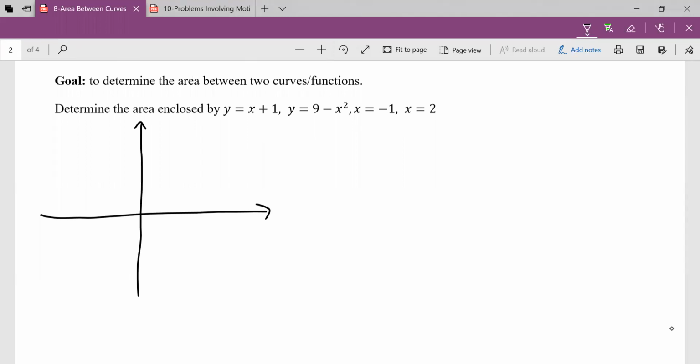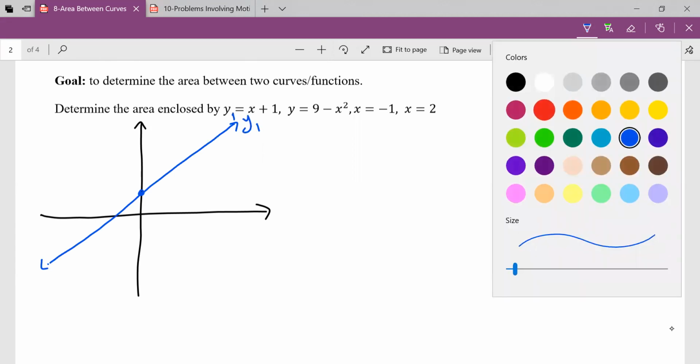Okay, x plus 1. Let's go back, and what I remember way back when is that my y-intercept is 1 and my slope is 1. So this one here looks more or less something like that. Let's call that y1.